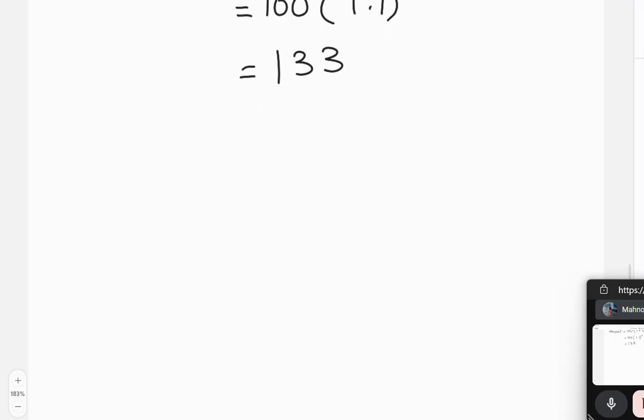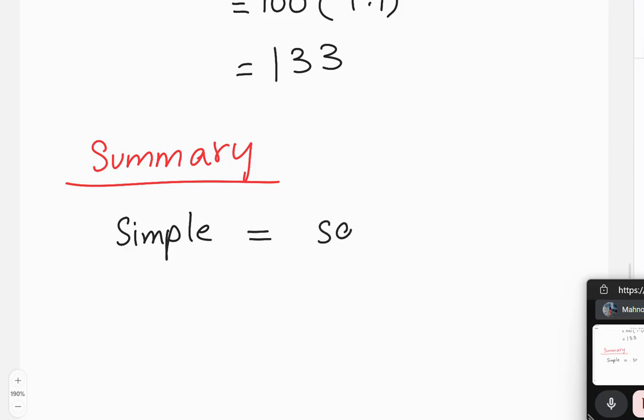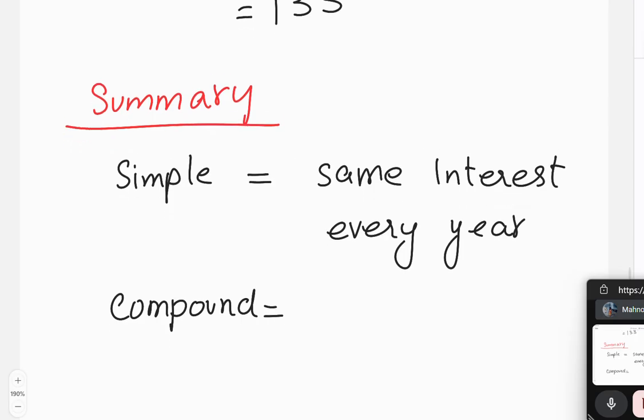Yeah. So if I were to give you a summary for the whole thing, what did we learn? That in simple interest we have same interest every year. And in compound interest, we have different interest every year. Why? Because we are compounding.